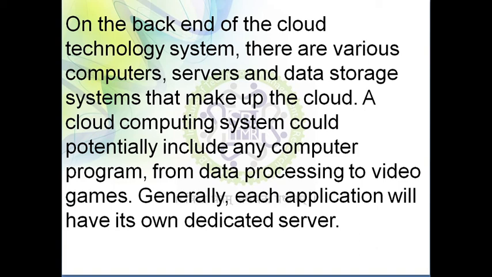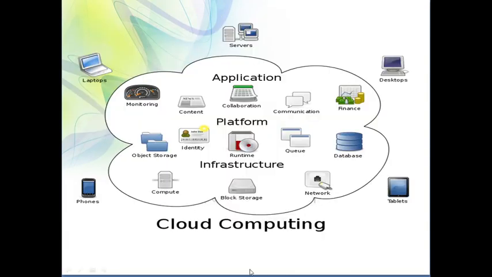A cloud computing system can potentially include any computer program, from data processing to video games. Generally, each application will have its own dedicated servers. All applications have their own dedicated server in the cloud. So this is how they are interacting with each other. In between, this cloud is accessing either infrastructure or the platform or the application, and these are all connected together, both the outer side and the inside.